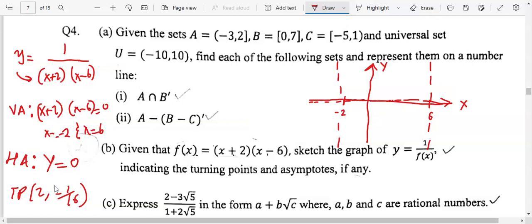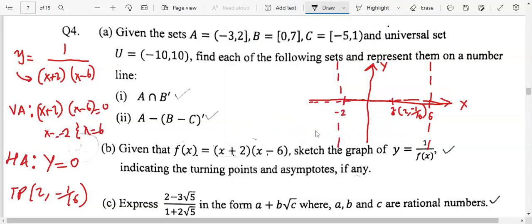And then the turning point is at 2 comma negative 1 over 16. So let's say 2 is here. Negative 1 over 16 is a number that is very close to 0. So I can just show that it is 2 comma negative 1 over 16. Okay, so you just get to label that one. That's how you show it. If you cannot write on the question that you have just shown, just label it. And then after that you can now easily draw.